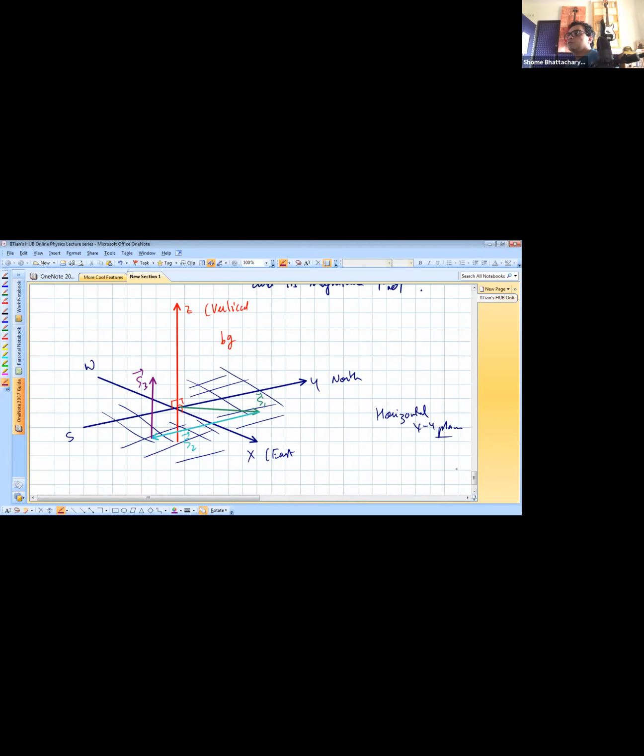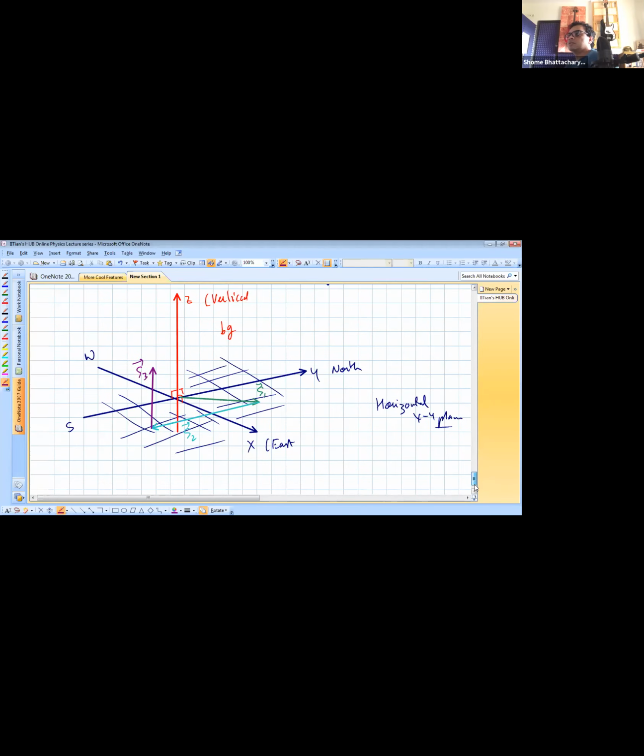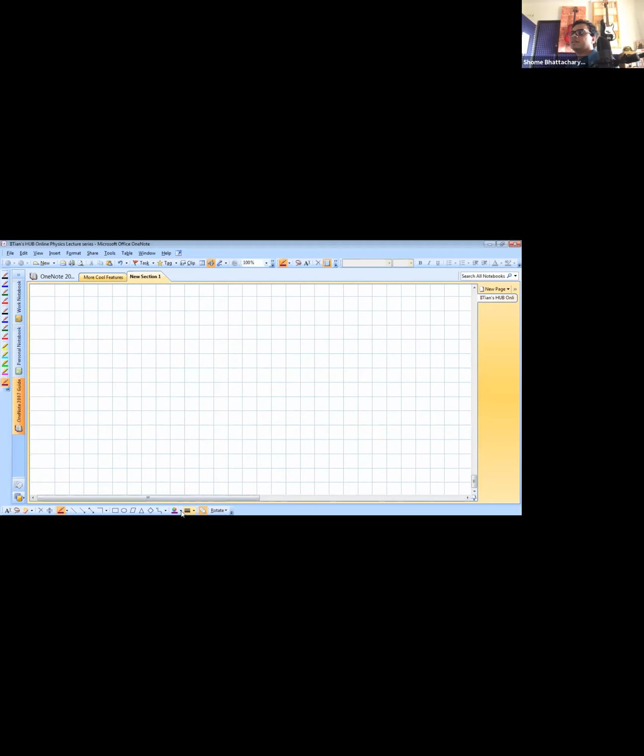So now what we can do is we can break this diagram into two parts. Alternately, what we can do here is something more convenient. Let us look straight into the horizontal plane. So that is along gravity. You are looking along gravity. You're looking in the vertically downward direction. So this is how your horizontal plane would look like.